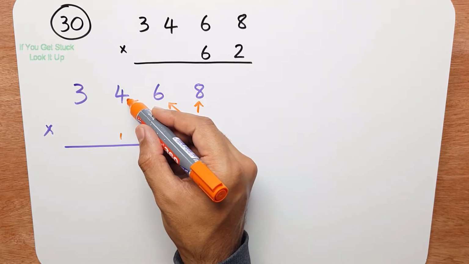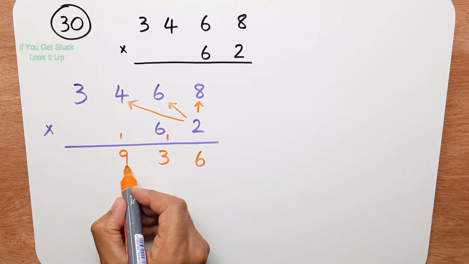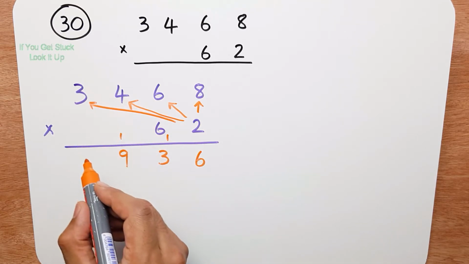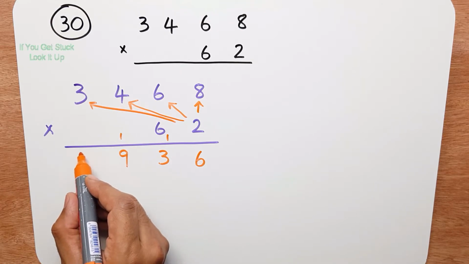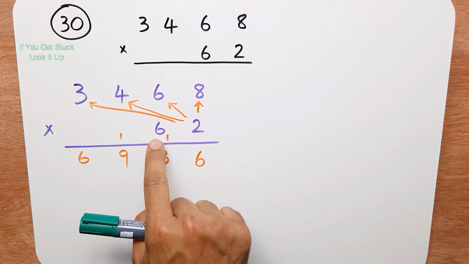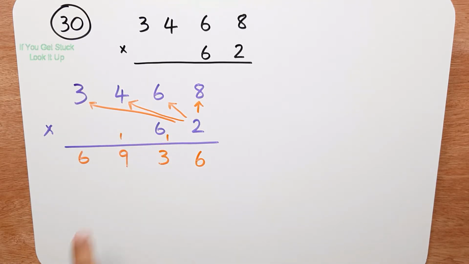Two times 4 is 8, plus this 1 we've carried over is 9. And then finally we do 2 times 3, which is 6. And we put the 6 here. Now we're going to move on to the next column, but before we do that, I'm just going to remove these because it'll make it easier to see.